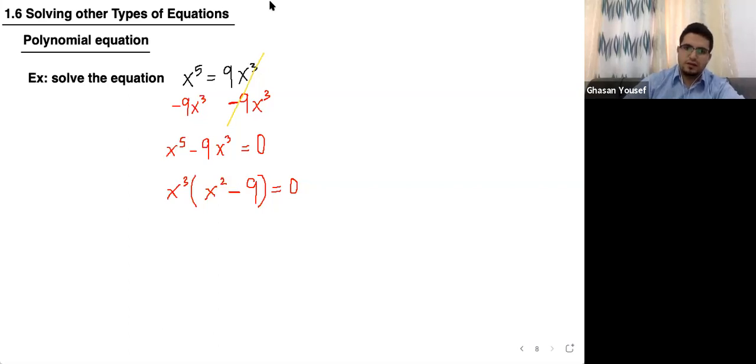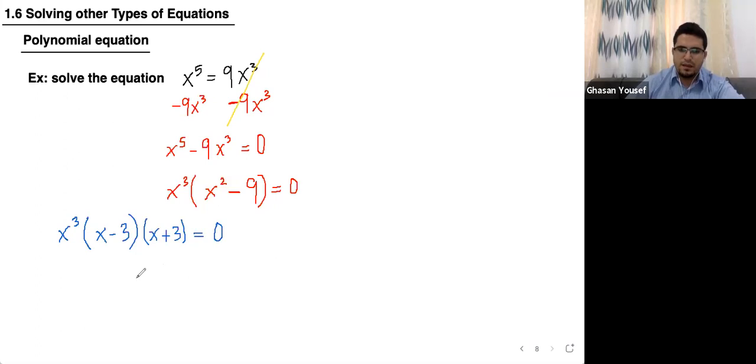So I can factor everything here as x to the power 3 times x minus 3 times x plus 3. These parentheses come from x squared minus 9. After I factor x squared minus 9, it gives me two things, x minus 3 times x plus 3. And this is equal to what?